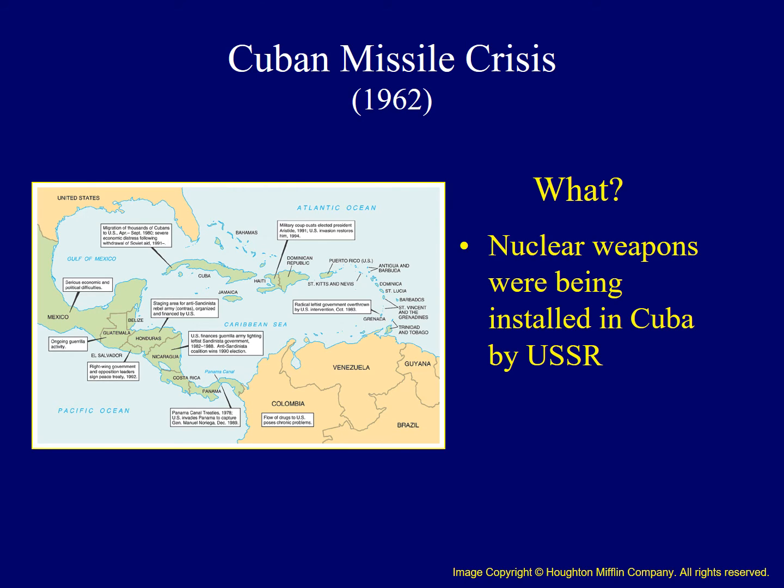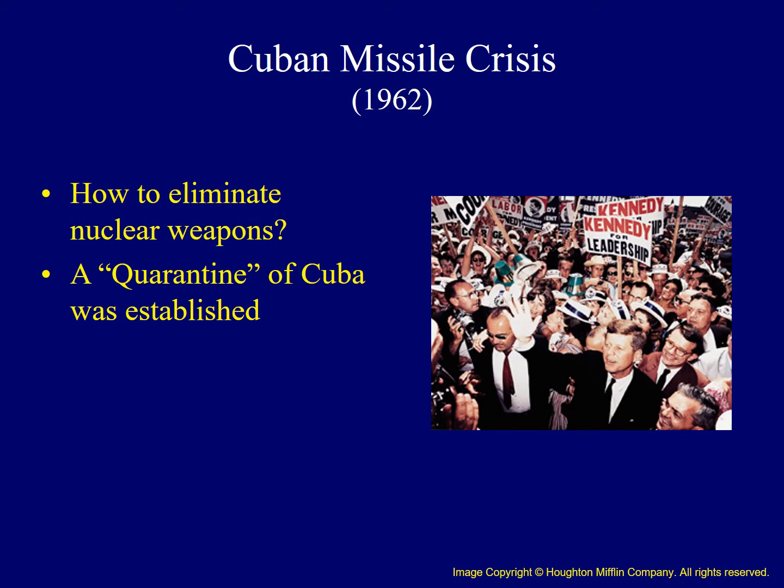While the Cold War was becoming hotter as the Soviets built the Berlin Wall, the closest the Americans and the Soviets came to nuclear war came in October of 1962 with the Cuban Missile Crisis. In the fall of that year, it was discovered that nuclear weapons were being installed in Cuba by the Soviet Union. The question facing Kennedy and his advisors was how to eliminate those nuclear weapons. Some called for an invasion of Cuba. Others supported airstrikes. Eventually, a quarantine of Cuba was established.